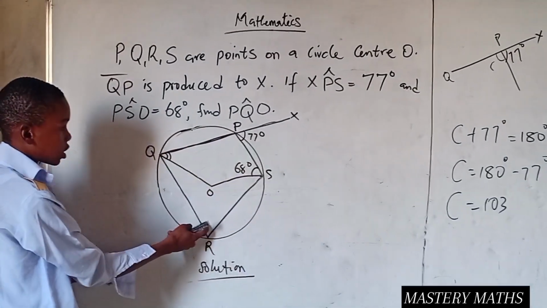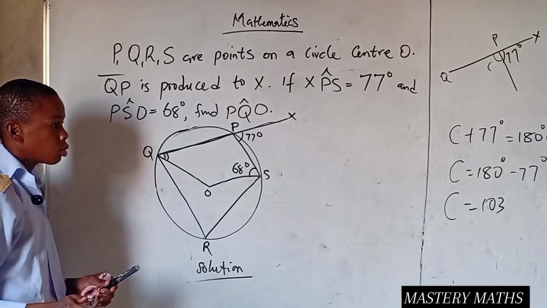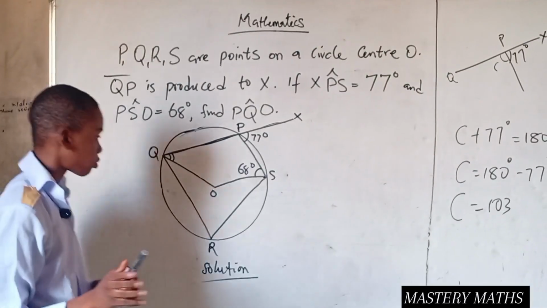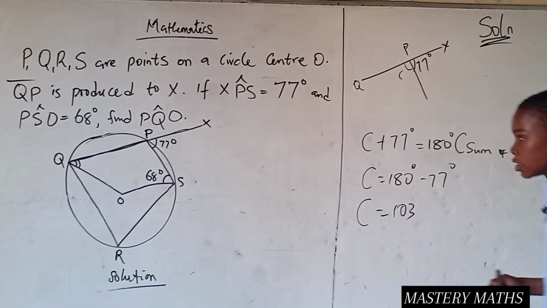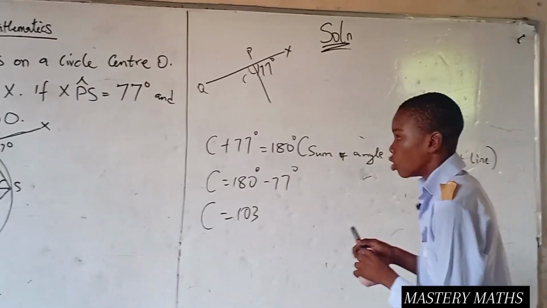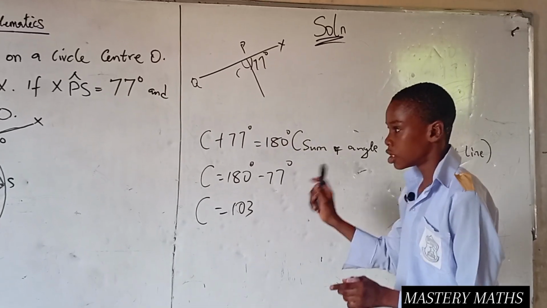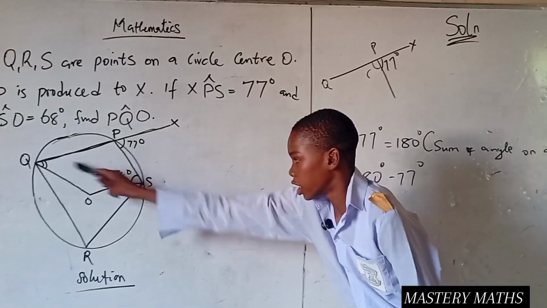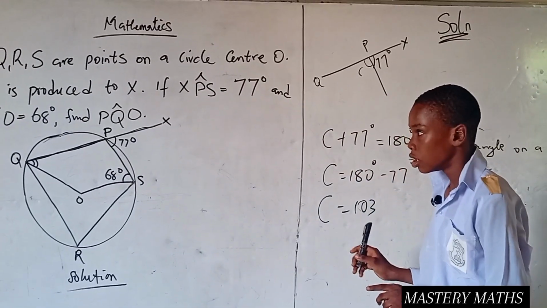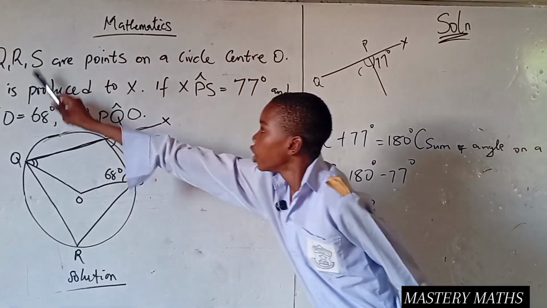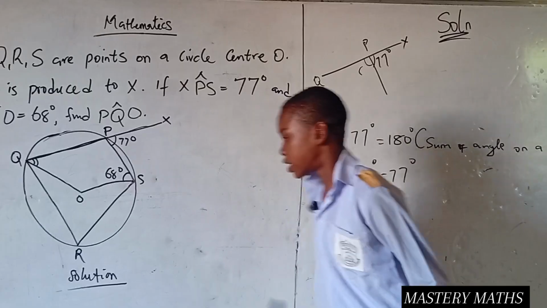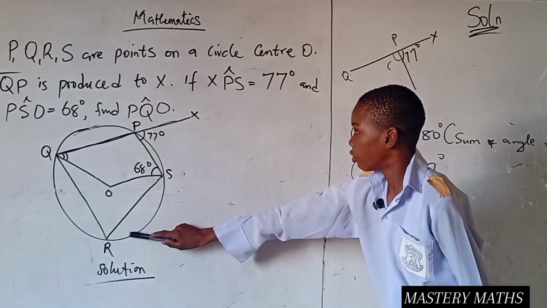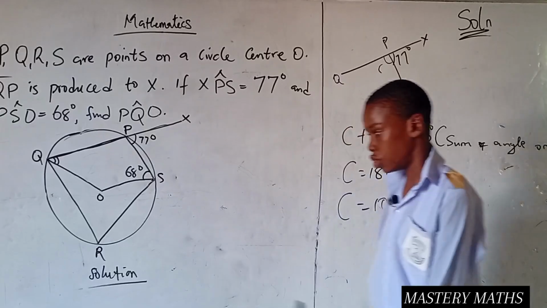To get these parts, there is what we call a cyclic quad. In a cyclic quad, these two parts are equal to 180. These two parts are equal to 180. The question said P, Q, R, and S. So we're looking for R. We're going to look for R in this question.